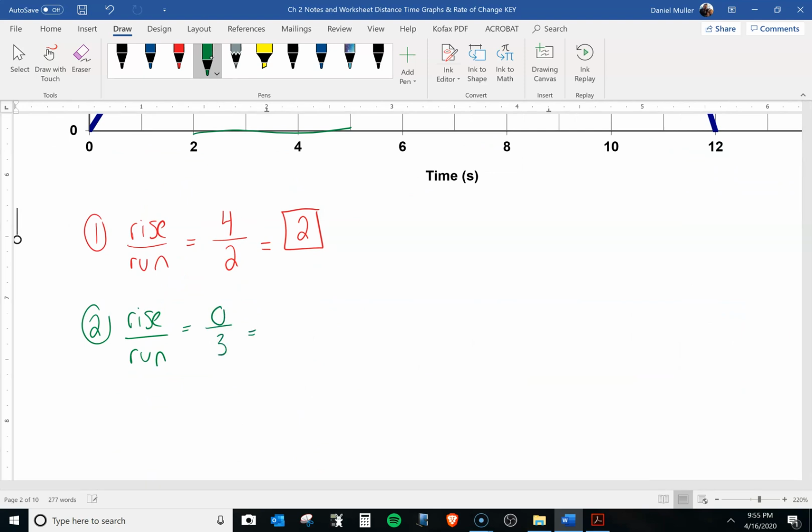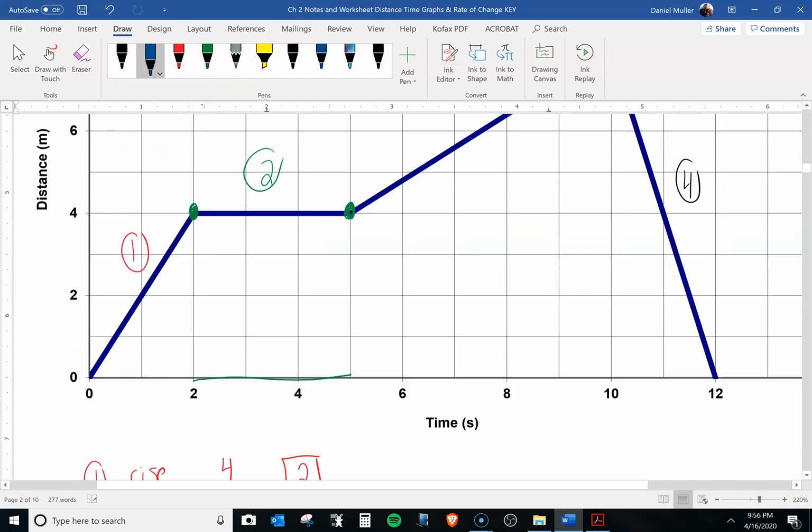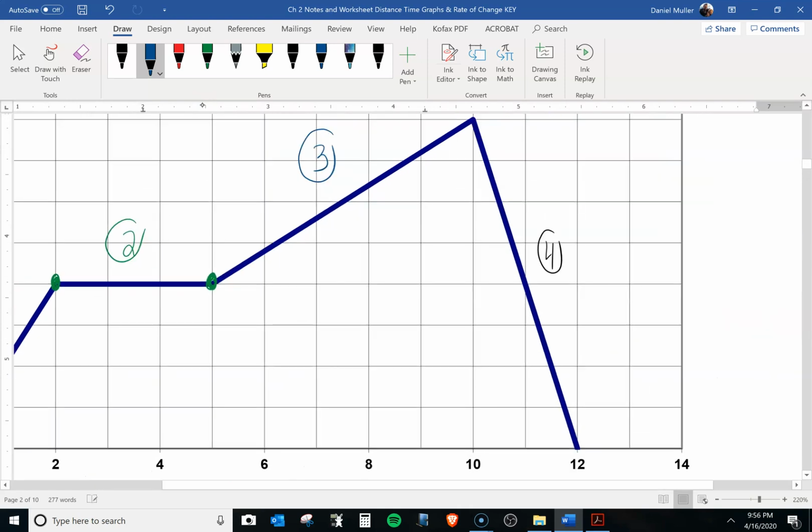Now, 0 over 3 is like if you have $0 and you divide it into groups of 3, every group would get 0. So 0 over 3 is 0. So you can look at these and you can say, well, 2 is definitely a bigger number than 0. So section 1 is much steeper than section 2. But what about section 3? Maybe section 3 is going to be even steeper. So let's take a look at section 3.